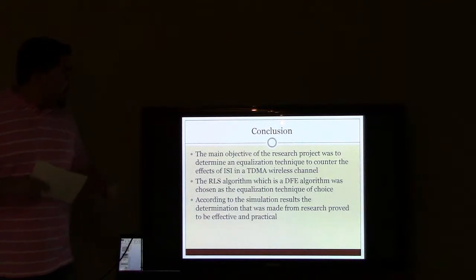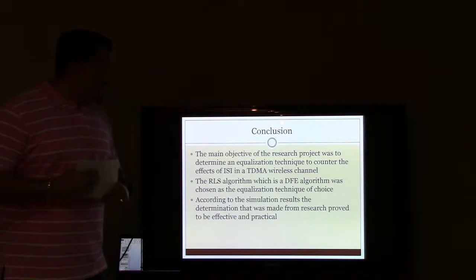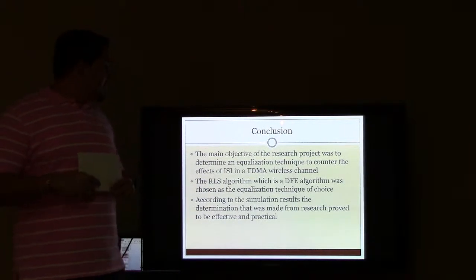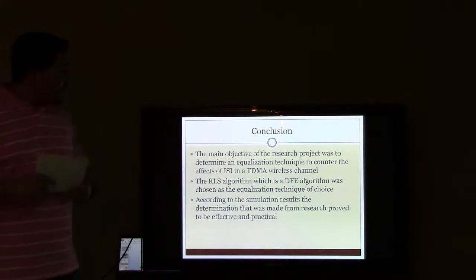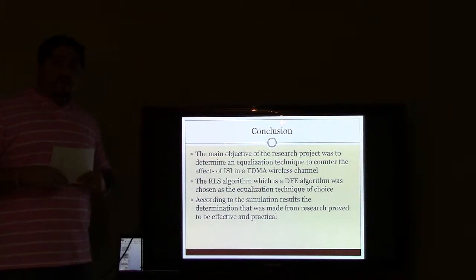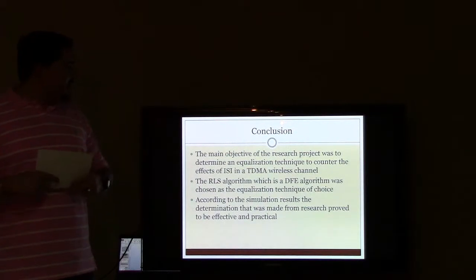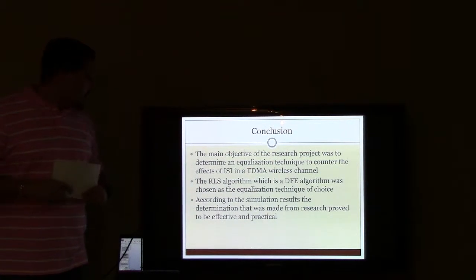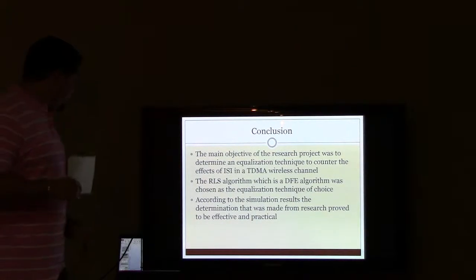So the main objective of the research project was to determine an equalization technique to counter the effects of ISI in a TDMA wireless channel. The RLS algorithm, which is a decision feedback equalizer algorithm, was chosen as the equalization technique of choice. According to the simulation results, the determination that was made from research proved to be effective and practical.